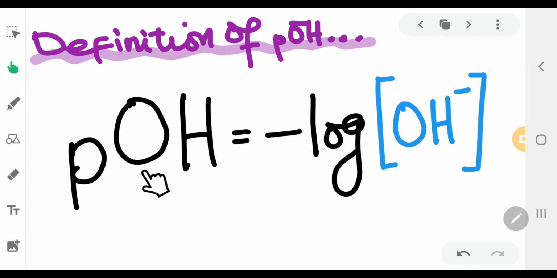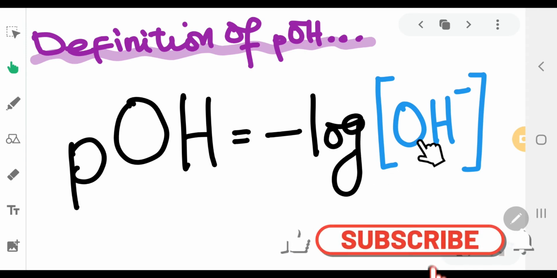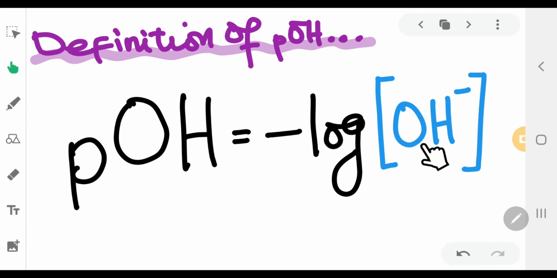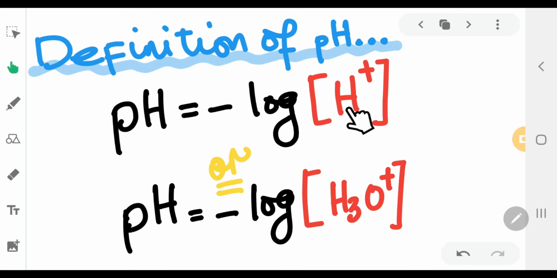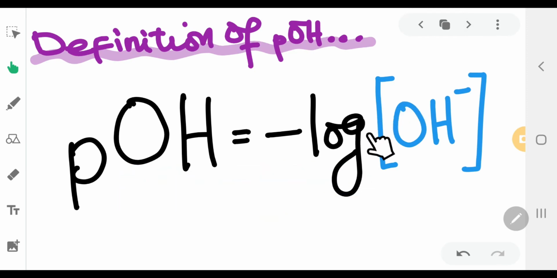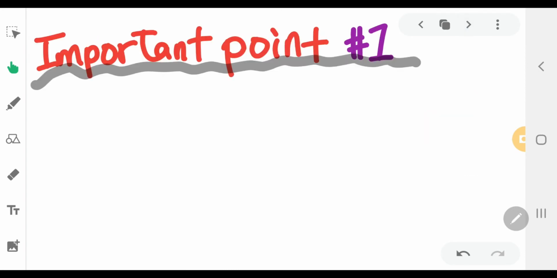Whereas the definition for pOH is the negative logarithm of the concentration of hydroxide, OH-. So you can guess now what sort of solution will be having OH-. Yes, you're right. It will be those basic solutions, and pH, H+ over here, would be those acidic solutions. But if you are able to find out the value of pOH of a basic solution, we can use that value to find the value of pH as well. So that brings us to the first important point you need to know.